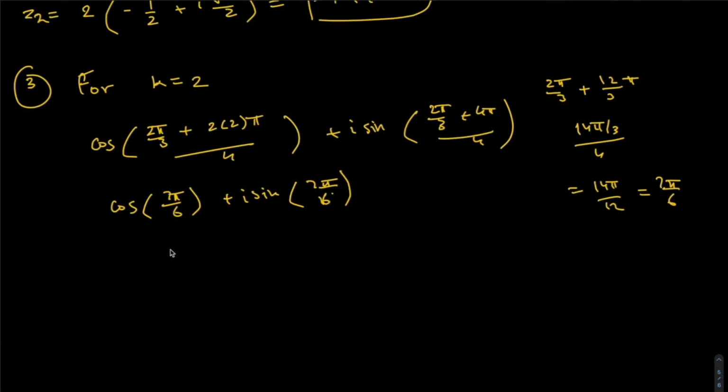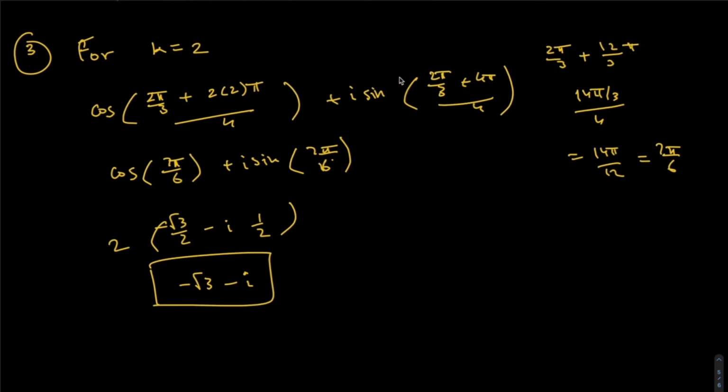Okay, so let's evaluate the 7 pi by 6. So that'll be just on the third quadrant. So it would be minus square root of 3 by 2 plus I, and this would also be negative because it's in the third quadrant. Cosine and sine are both negative. So minus half. And this was multiplied by 2. So we'll have minus square root of 3 minus I.